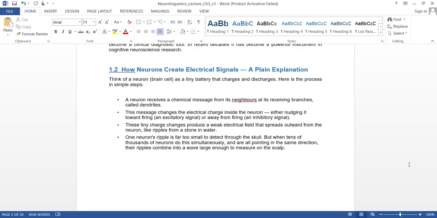Now, this is something very important. That means if you examine just a single neuron, the signal is very small and cannot be detected through EEG or probably any other tool. But when tens of thousands of neurons do this simultaneously and are all pointing in the same direction, their ripples combine into a wave large enough to measure on the skull. So that means on the skull.